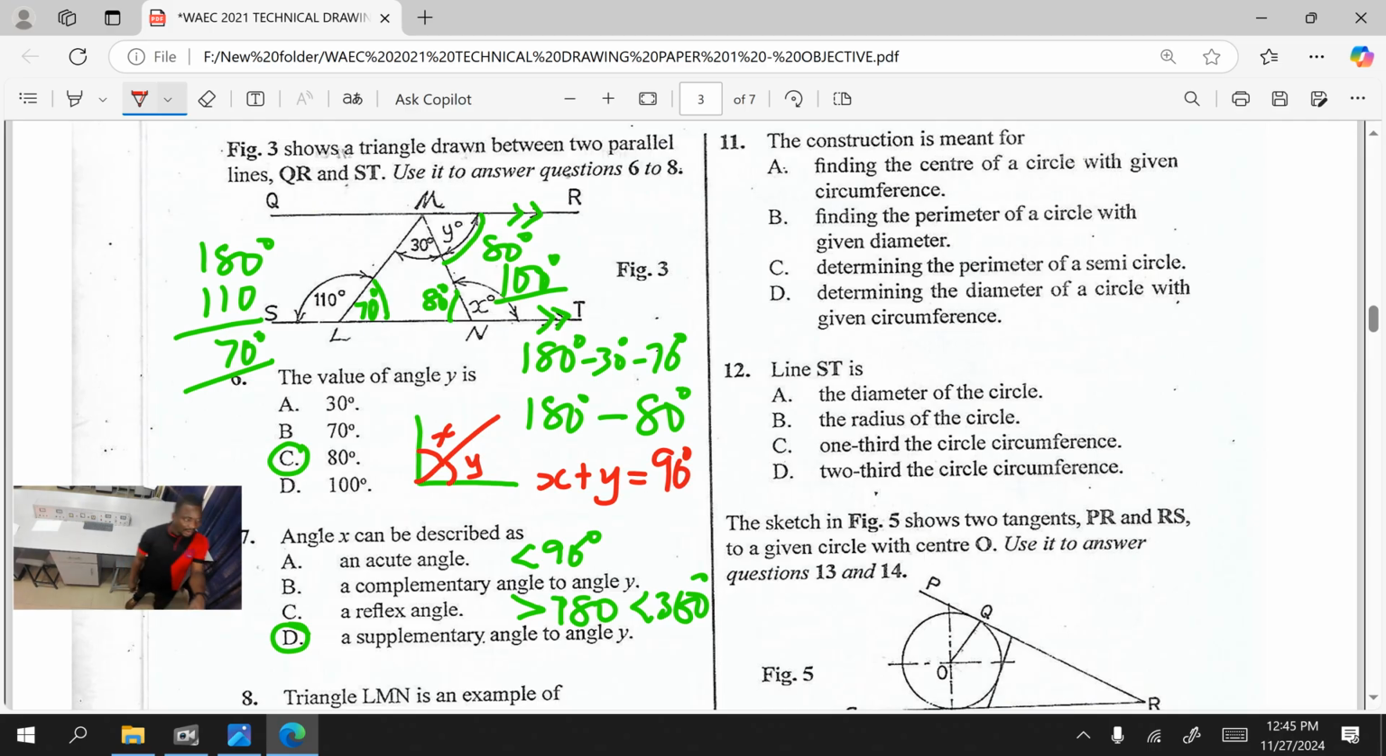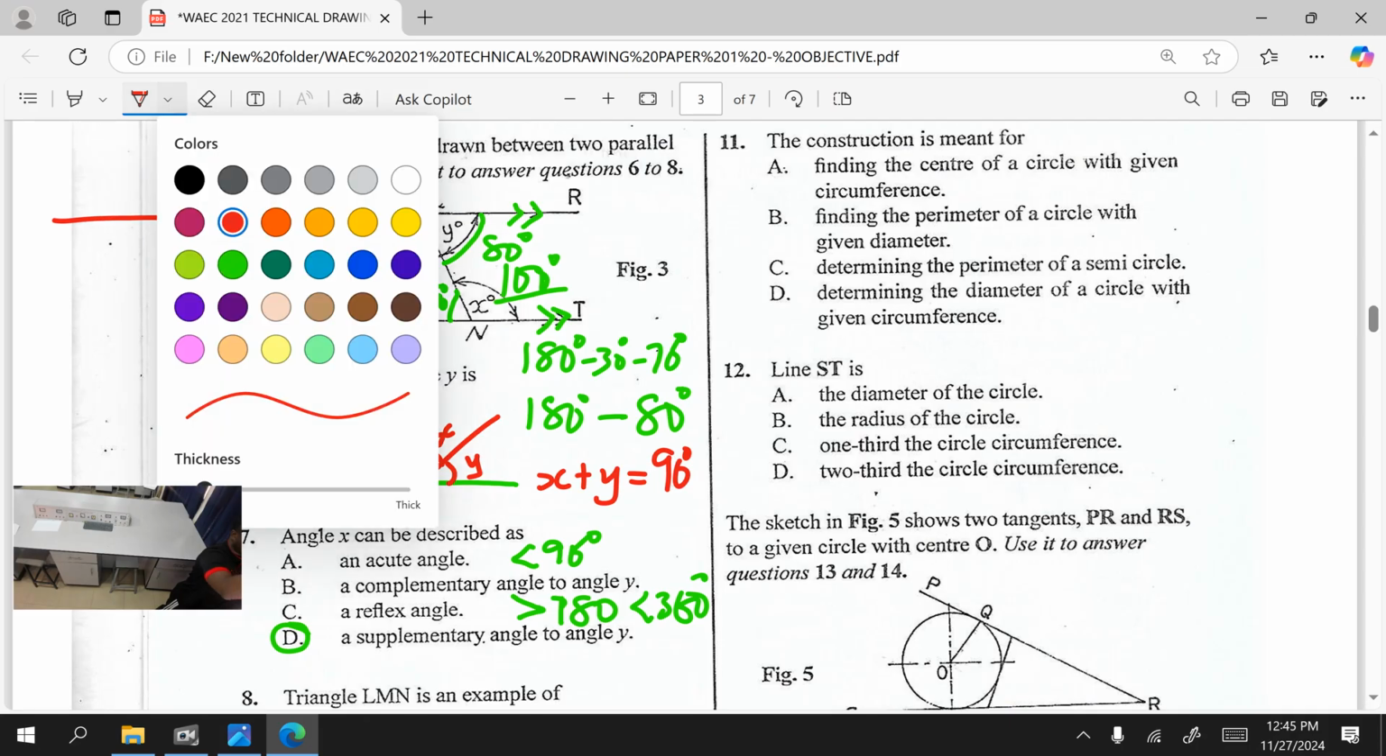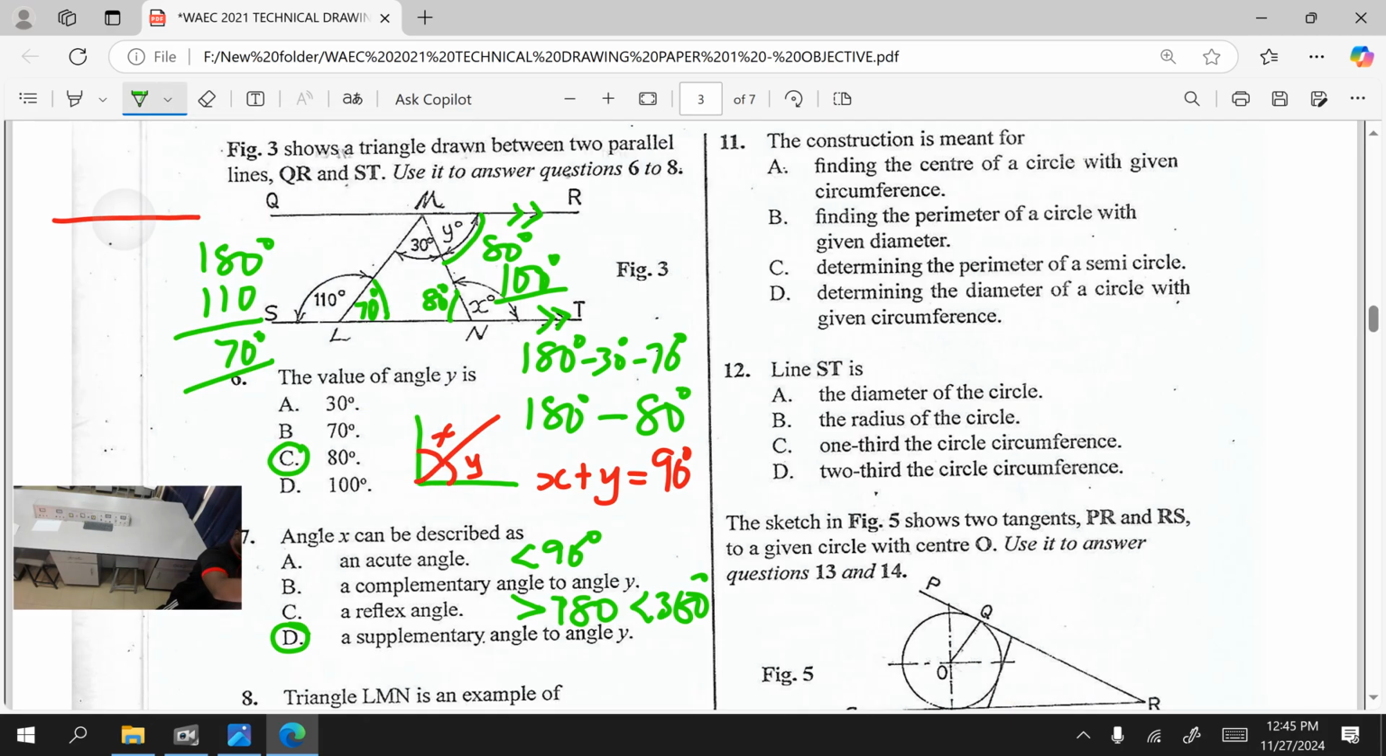But supplementary is when I have an angle on a straight line. Look at it over here. Let me change the color. Then I have a line like this, and this angle and this angle are on it, A and B. When I sum them up together, they give me what? 180 degrees. Can you see it now?